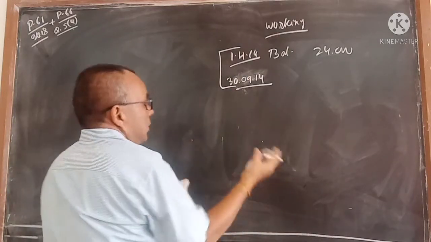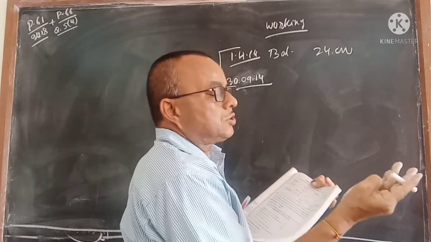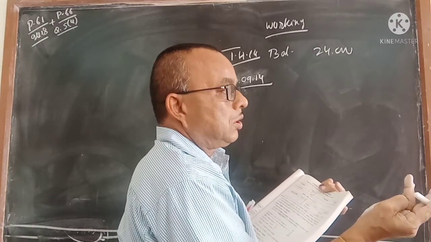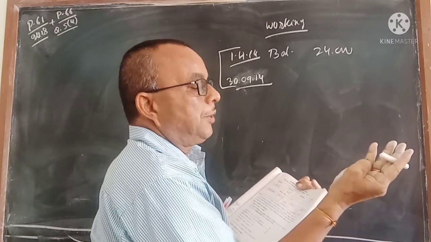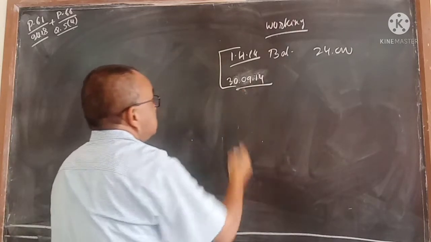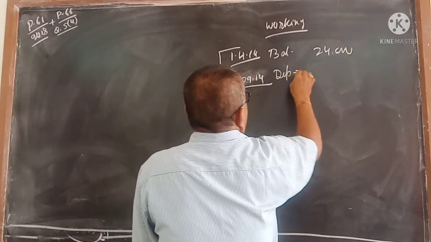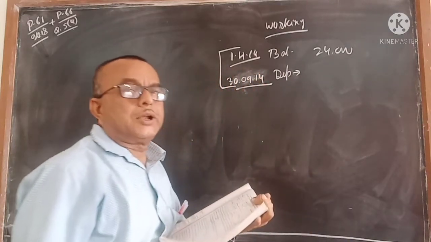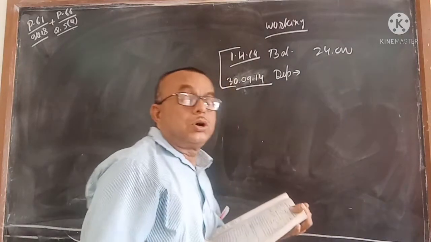April, May, June, July, August, September. This is 6 months. So we charge the depreciation for 6 months. How much? Not 2,400. Don't calculate 10% of 24,000, which comes to 2,400.